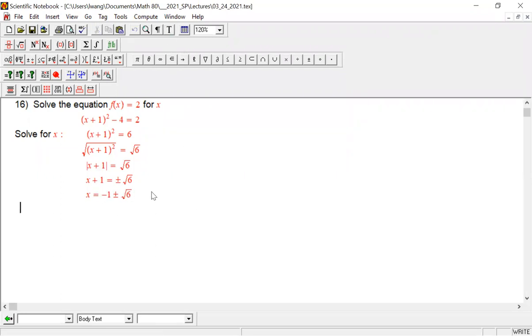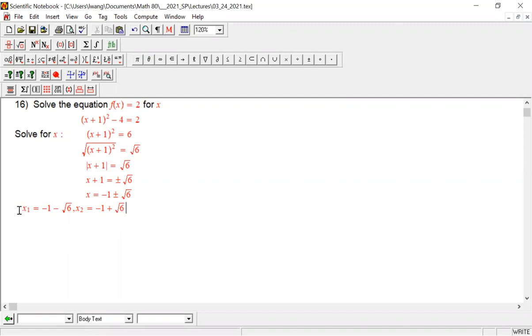So we have 2 x values. One we can call x sub 1, which equals minus 1 minus root 6, right? And the other one will be x sub 2, which equals minus 1 plus square root of 6.